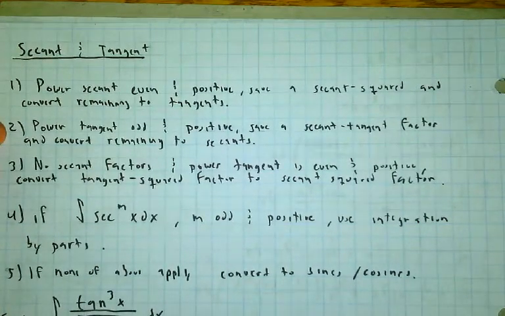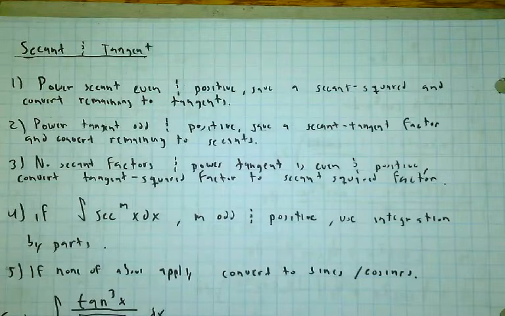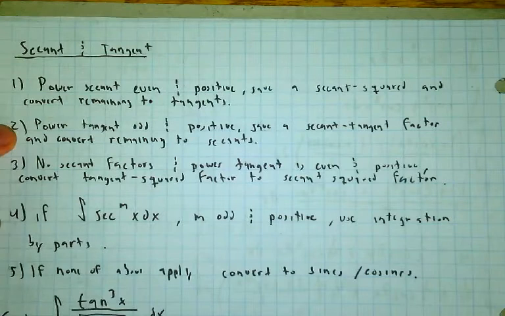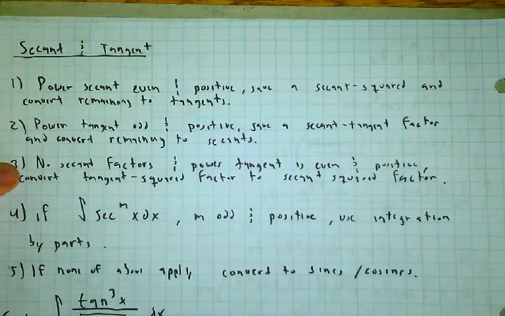Number 2 is if the power of tangent is odd and positive, we're going to keep a secant tangent. Now, this is assuming that whatever you're integrating also has secants with it. So if you have something that has secants and then it has a tangent that its power is odd and positive, then you're going to save a secant tangent and convert the remaining to secants. Number 3, if you don't have any secant factors, in other words, if you only have a power of tangent and the power happens to be even and positive, you will convert the tangent squared factor to secant squared factors.